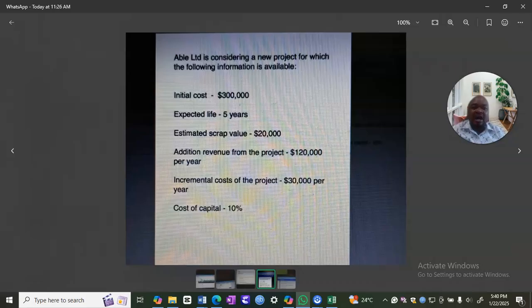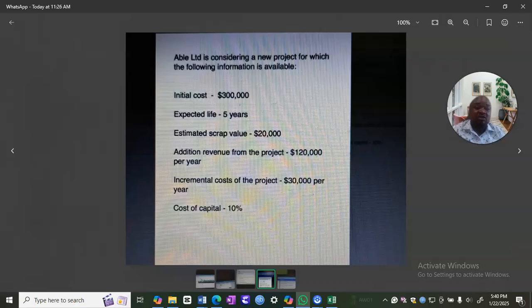So the question is saying IBM Limited is considering a new project for which the following information is available. Initial cost $300,000. Expected life 5 years. Estimated scrap value 20,000. Additional revenue from the project, maybe it's a typo, $120,000 per year. Incremental costs of the project are $30,000 per year.